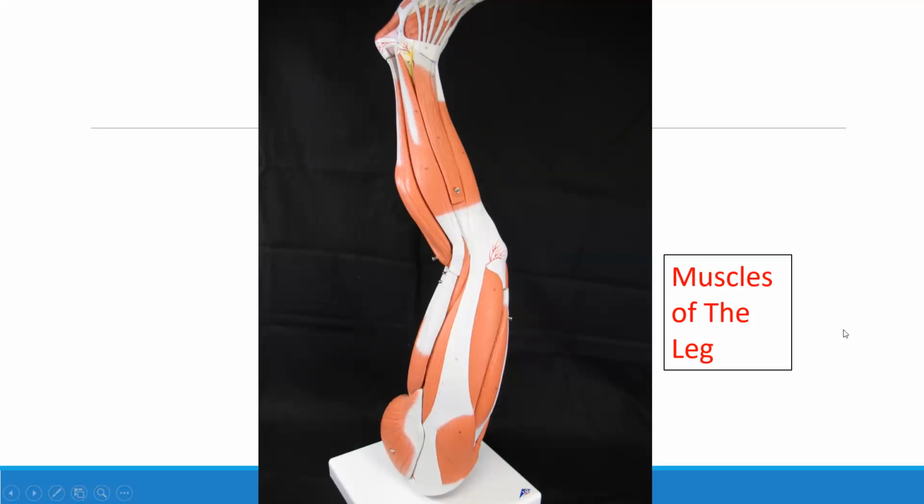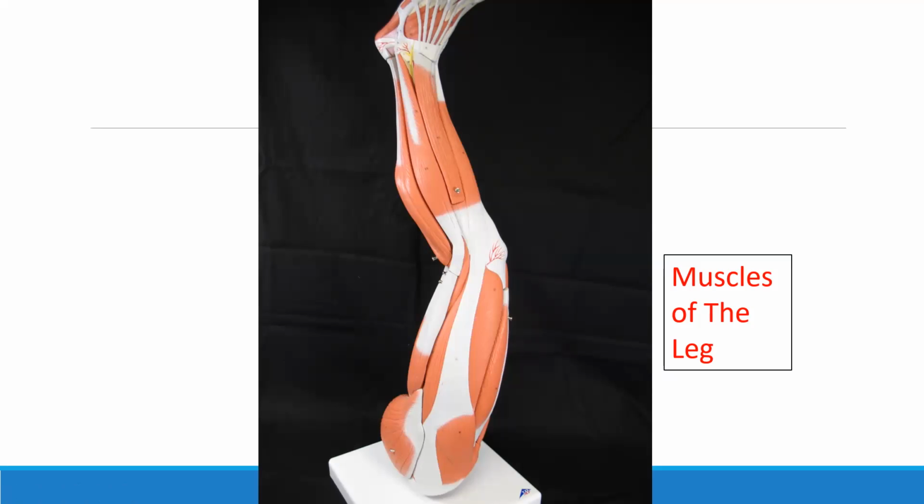Okay. Transitioning to the legs. So those are the muscles of the arm. The rotator cuff muscles, there are all four of them. They all have the same origin on the scapula. They all have the same insertion on the head of the humerus. And their mode of action is to rotate the humerus at the shoulder.